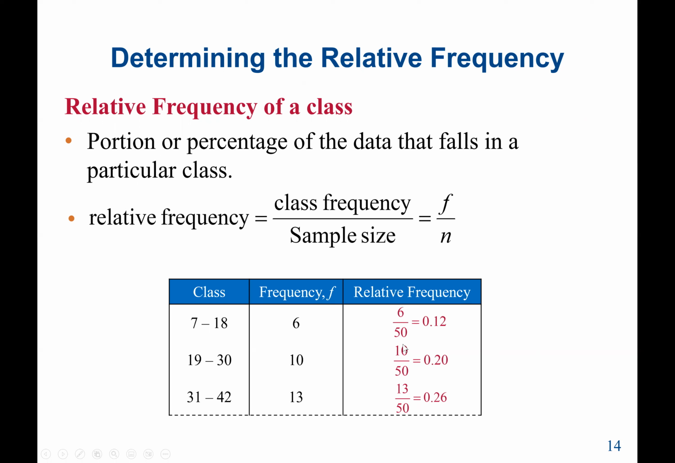Now, if we find the relative frequency for all the class categories and add all together, we will get 1.